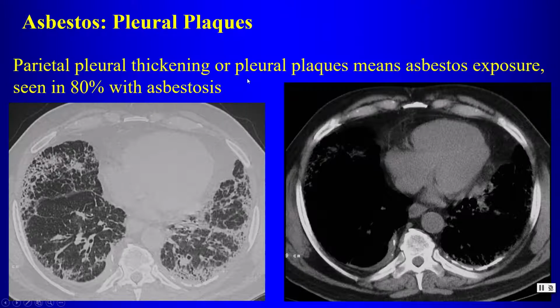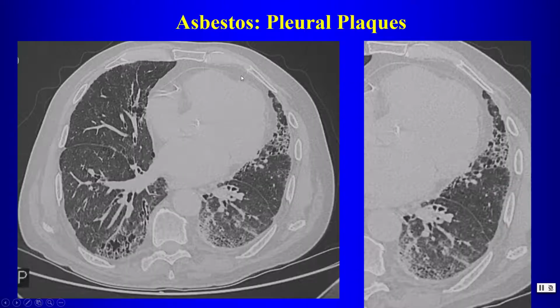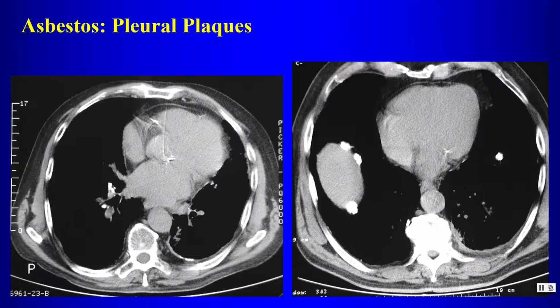These pleural abnormalities we will see in 80% of patients with asbestosis. Pleural plaques can be subtle, so look for them whenever you have a patient with fibrotic lung disease, as we see here. Look for these abnormal areas in the pleura. That might be an indication that we're dealing with a case of asbestosis, these asbestos pleural plaques.